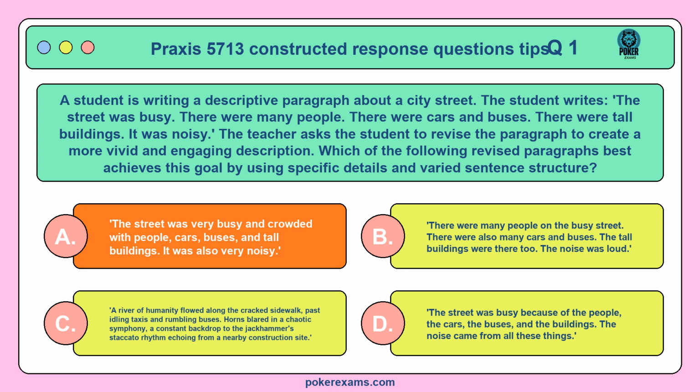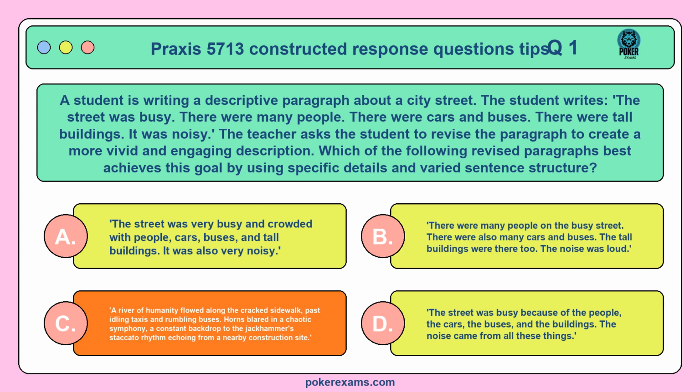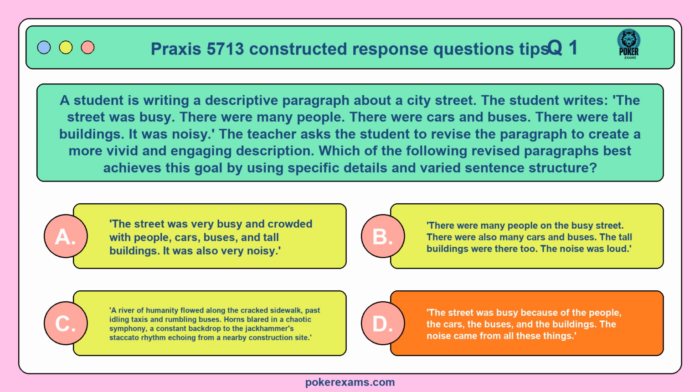Option A. The street was very busy and crowded with people, cars, buses, and tall buildings. It was also very noisy. B. There were many people on the busy street. There were also many cars and buses. The tall buildings were there too. The noise was loud. C. A river of humanity flowed along the cracked sidewalk, past idling taxis and rumbling buses. Horns blared in a chaotic symphony, a constant backdrop to the jackhammer staccato rhythm echoing from a nearby construction site. Or D. The street was busy because of the people, the cars, the buses, and the buildings. The noise came from all these things.